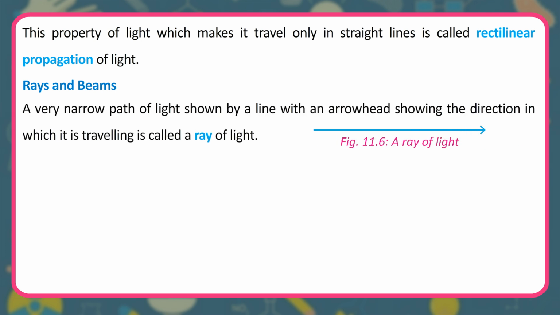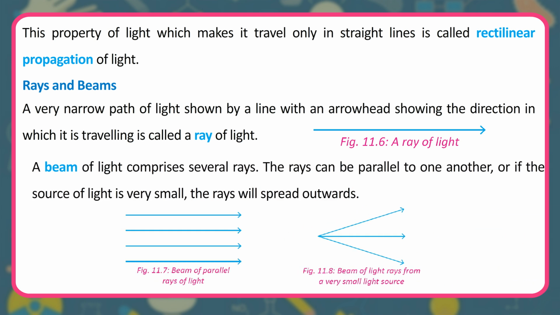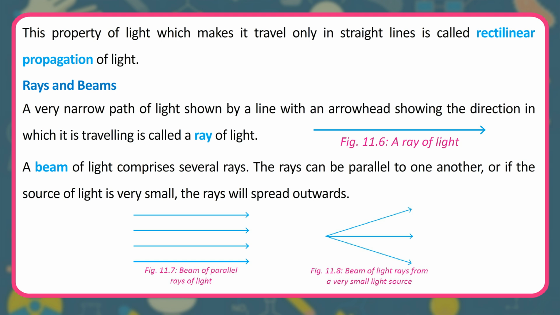Rays and beams. A very narrow path of light shown by a line with an arrowhead showing the direction in which it is traveling is called a ray of light. A beam of light comprises several rays. The rays can be parallel to one another, or if the source of light is very small, the rays will spread outwards.